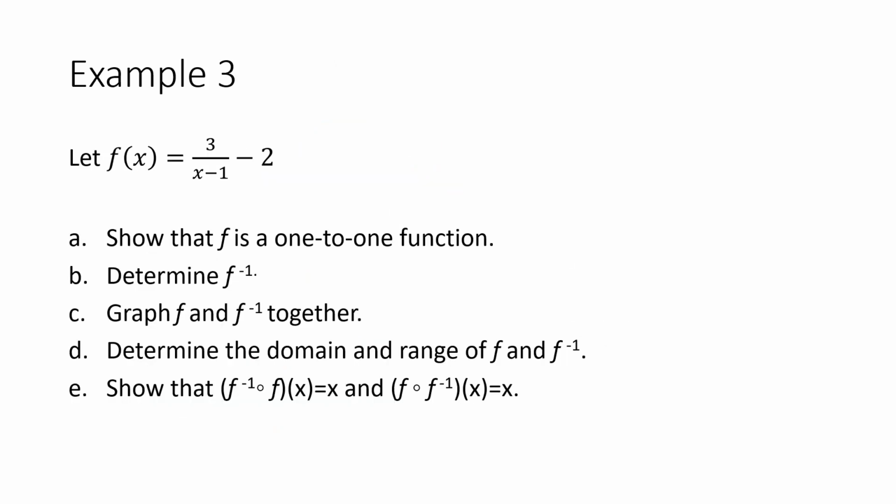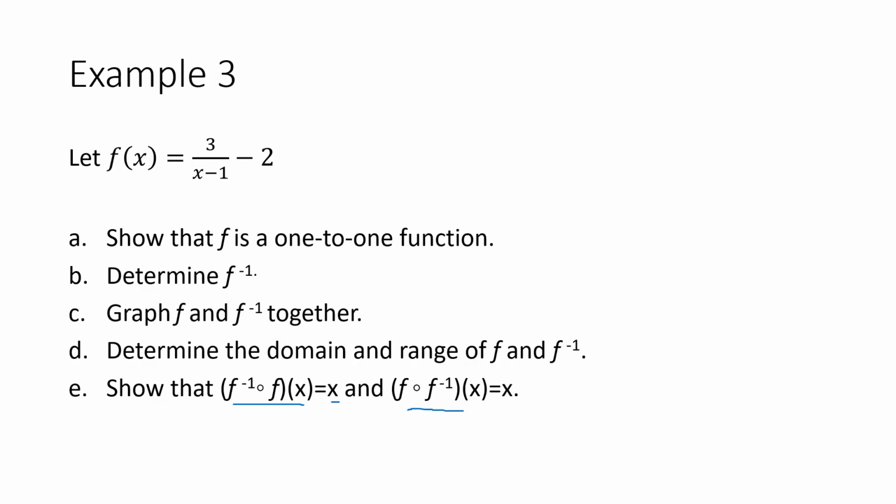Let's take a look at another example here. We've got the function 3 over x minus 1, minus 2. We've got a lot of things to do here. This will probably be our last example. We'll try to determine if this is 1 to 1. If it is, determine the inverse. Look at the function and its inverse together. We'll look at their domain and ranges. And lastly, this new thing will show that if we compose a function and its inverse, we get the identity x again. And we can do that both ways. So let's do all those things.